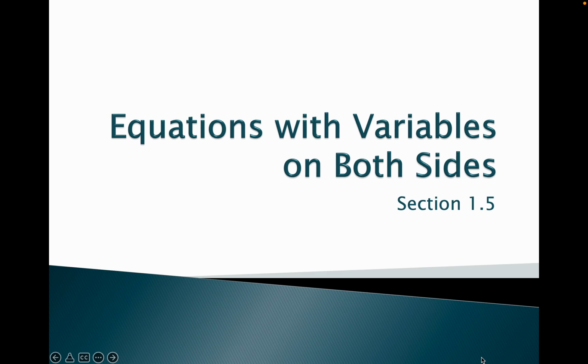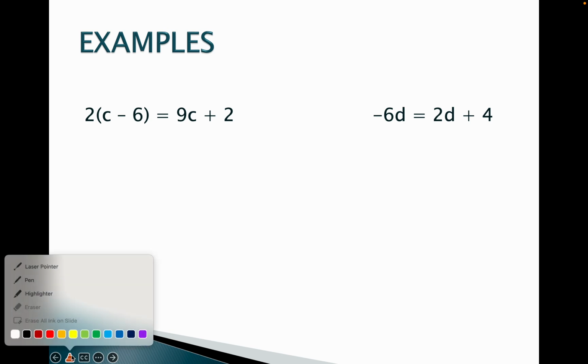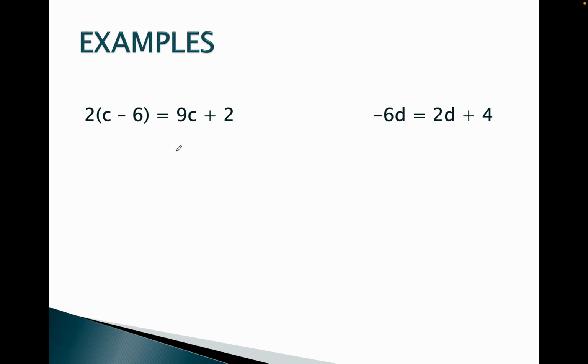Learn how to solve equations with variables on both sides. Let's start by reviewing how we solve these types of equations. In the first example, you will start by distributing the 2 to both terms inside the parentheses, giving you 2c minus 12 equals 9c plus 2.